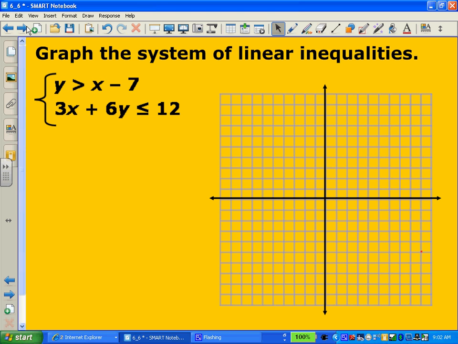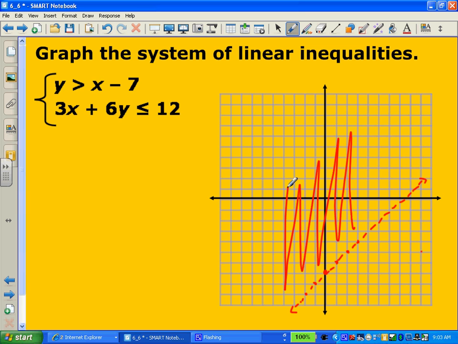Let's look at another one that's a little bit harder. So you'll notice here that I got one of them that's in slope-intercept form, the other one's not, so I'm going to have to put it into slope-intercept form. But let's graph the first one first. I'm going to start at -7. There's a slope of 1, so I'm going up 1 over 1. And it's just a dashed line here. And it's greater than, so it's going to be shaded above.